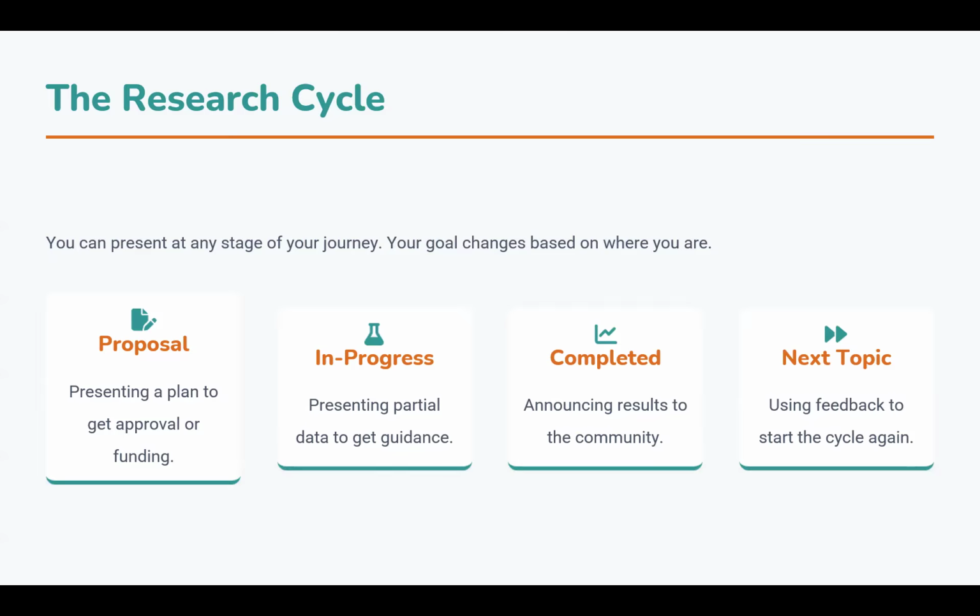And then there can be other instances where you will be presenting to your stakeholders the progress that you have made so far, right? So it's about presenting something partial. You have some data and you also need guidance from your stakeholders. That is the typical nature of a progress presentation. And there are presentations where, of course, toward the end of your research, at the completion of your master's or PhD thesis, you announce your results to the community.